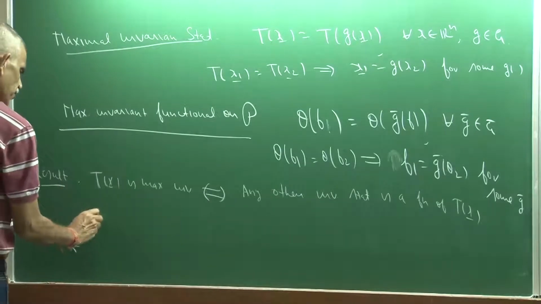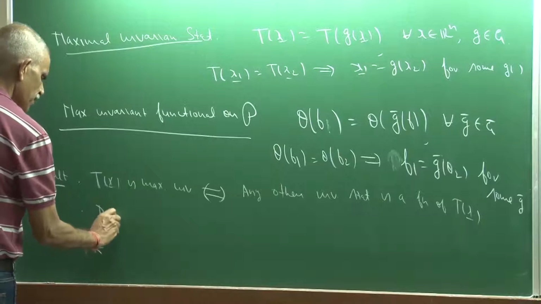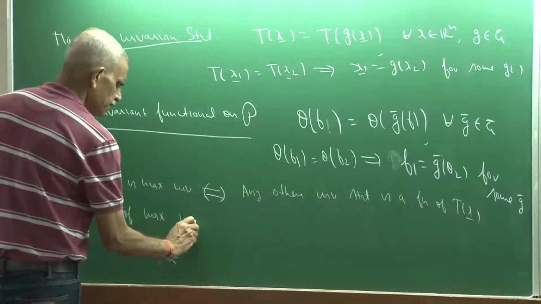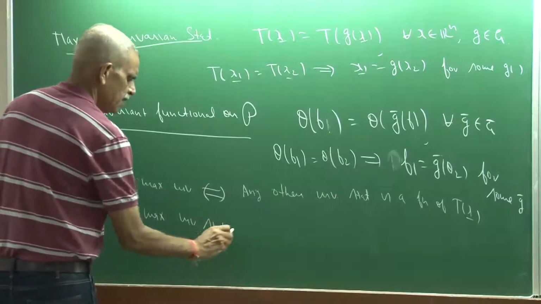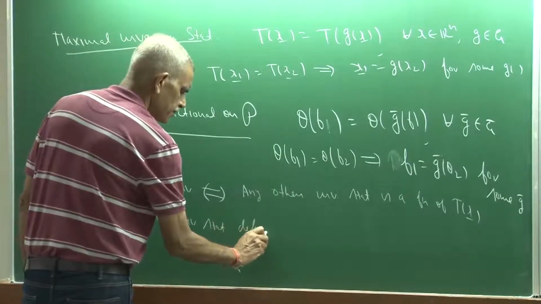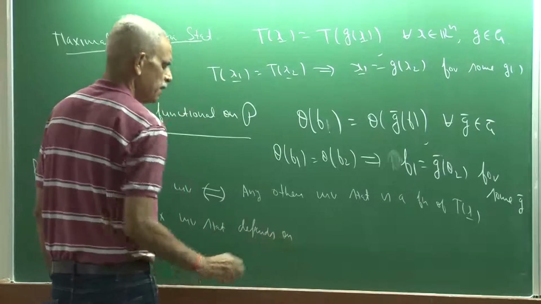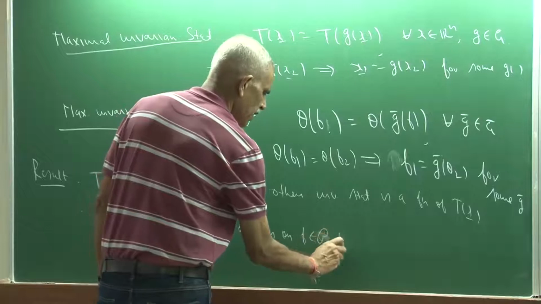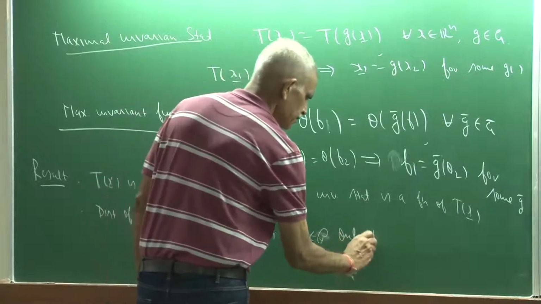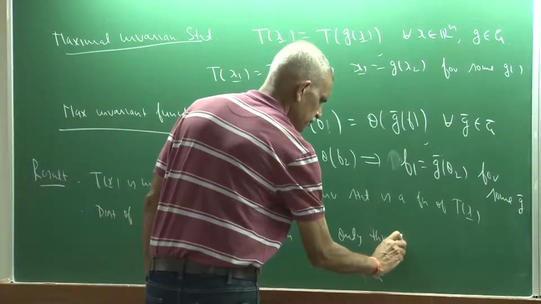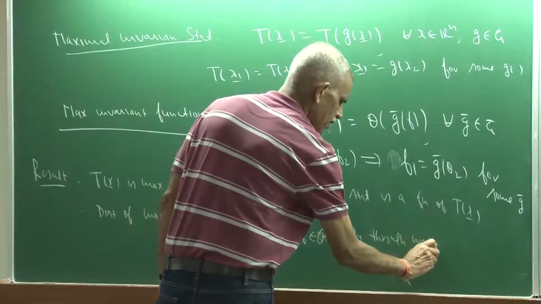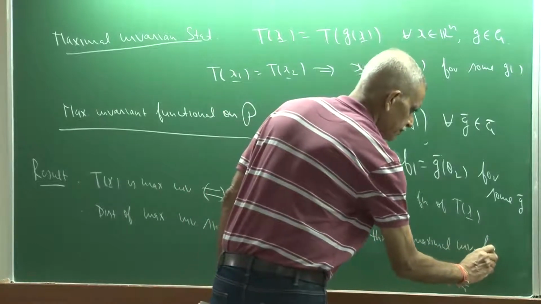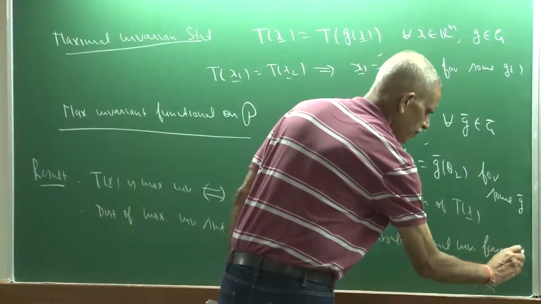Then we saw that the distribution of the maximal invariant statistic depends on f, belonging to P, only through the maximal invariant functional theta of f.